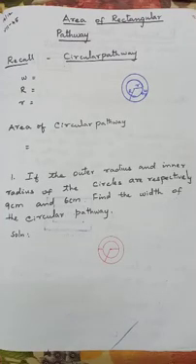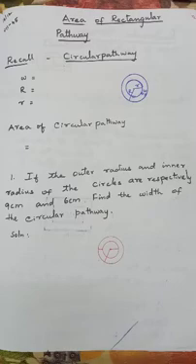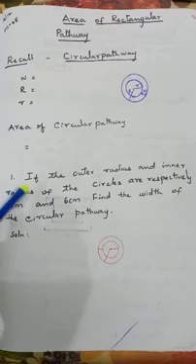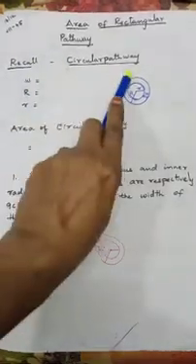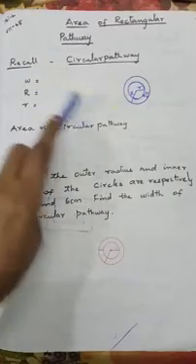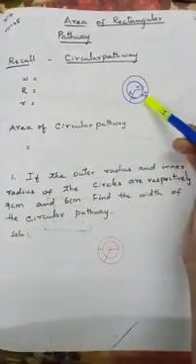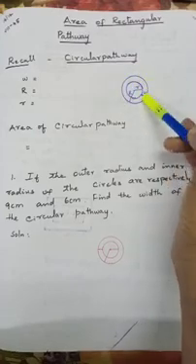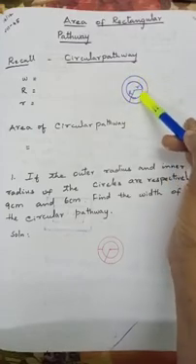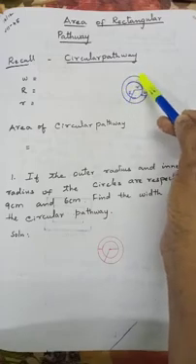Today we are going to see the area of a rectangular pathway. In the last class we have seen the area of the circular pathway. We shall recall that. Circular pathway. Here this is a circle. Around that we are drawing another circle. Between this area, we call that the pathway.